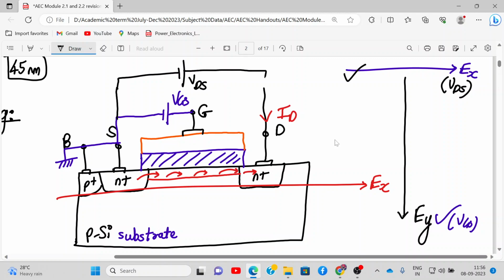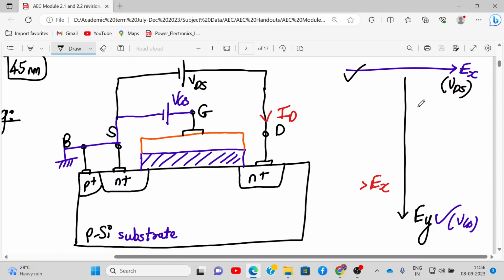Now we'll start with the working slowly. This much you have understood? Which field is responsible for what? Can we start with the working, everyone? Any doubt anywhere before I proceed? There is vertical electric field and horizontal electric field. EY will be responsible for the electrons in the p-type silicon substrate to deposit near the Si-SiO2 interface. And the EX electric field will be responsible for the electrons from the source region to travel to the drain region. Is this clear to you, everyone? This much is okay?